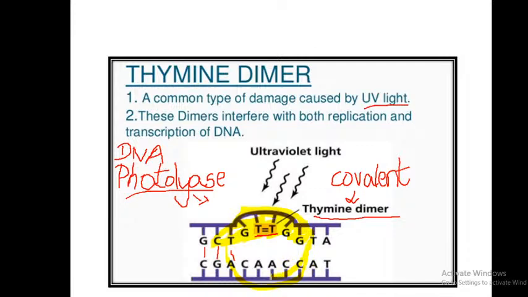DNA photolyase enzyme, after thymine dimerization has happened, will come and bind on this thymine dimer location. It will come and bind, and this is photolyase.